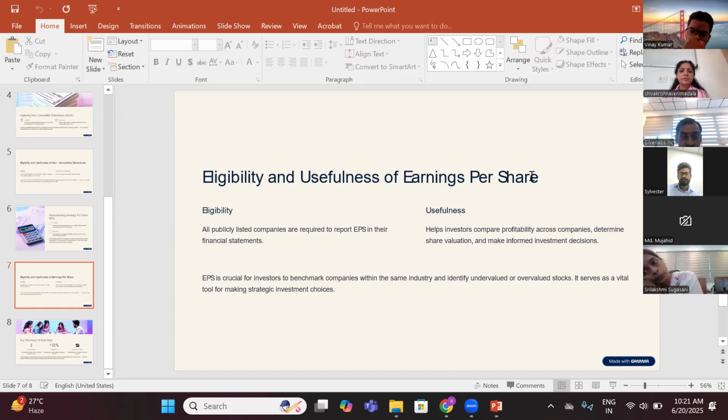EPS is crucial for investors to benchmark companies within the same industry and identify undervalued or overvalued stocks. It serves as a vital tool for making strategic investment choices. So the investor will come to know and compare the company within the group of companies, and he will assess for himself in which company he should invest his money.